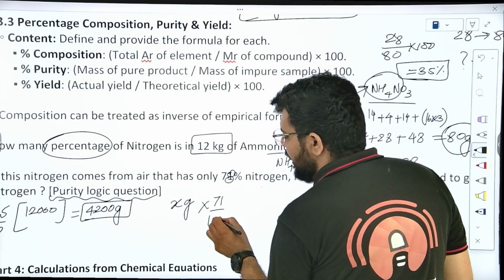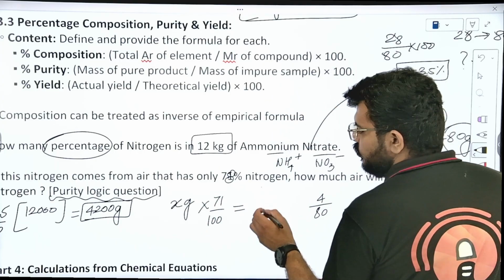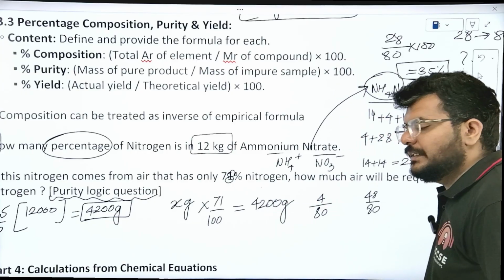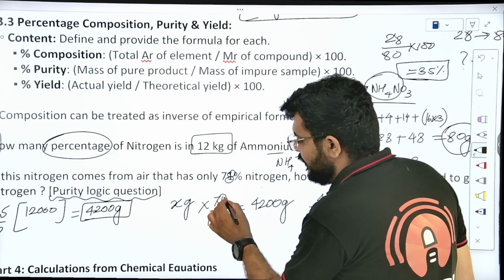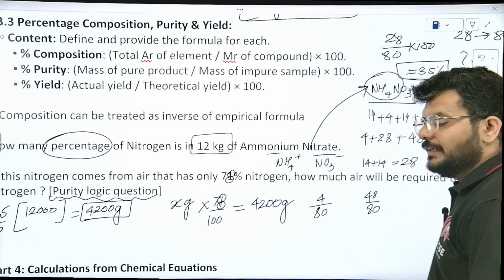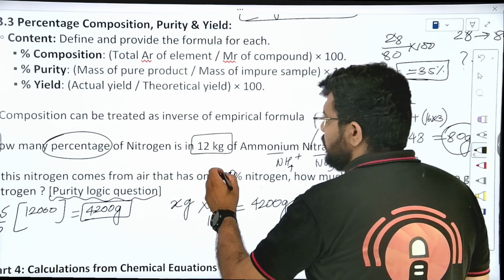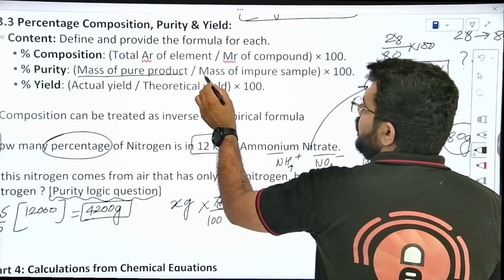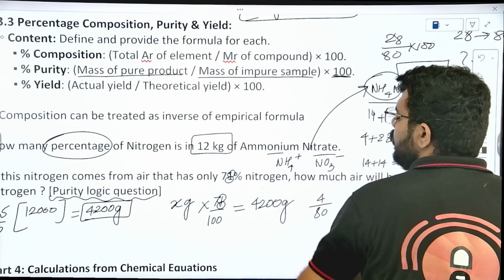71% of this x gram is equal to 4200 grams. Correct? Can I write this? 78, sorry. Can I write it like this? Or in other words, what will be purity now? Purity is mass of pure product upon mass of impure sample into 100.